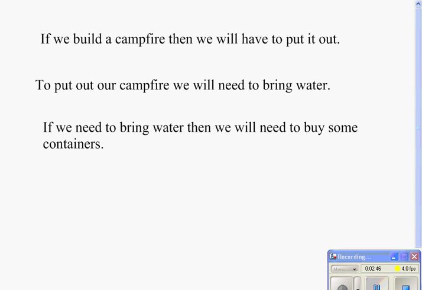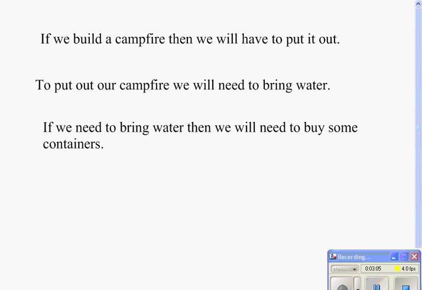We aren't limited to just 2 sentences. It can be any number of sentences long. So if we have one here with 3, if we build a campfire, then we'll have to put it out. And to put out our campfire, we will need to bring water. If we need to bring water, then we will need to buy some containers.